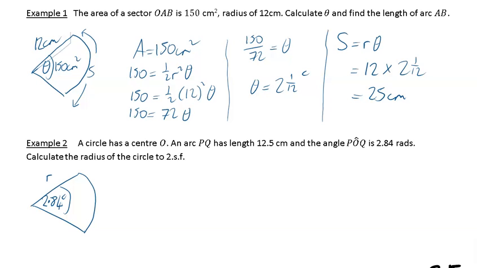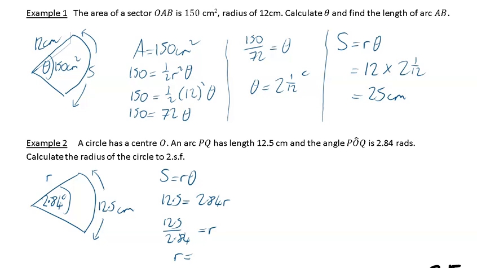We don't know r, but we do know the arc length is 12.5 centimeters. So arc length s was equal to r theta. So we're going to say 12.5 is equal to r times 2.84. And then a wee bit of working out, the 12.5 divided by the 2.84 is equal to your r. And that's worked out for me as my r being 4.4 centimeters. Okay, let's read the question. Calculate the radius of a circle to 2 sig figs. We've done it. So that was us just putting in our 2 sig figs to show we have it done.